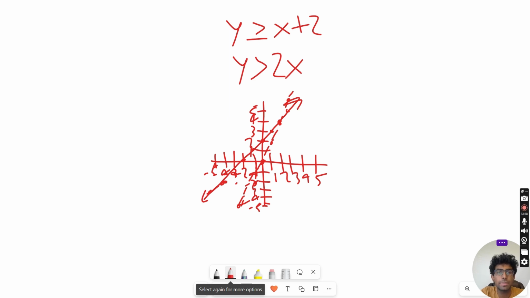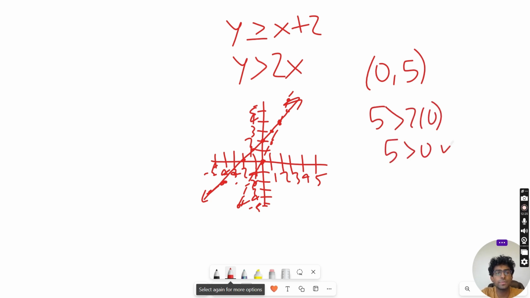Let's try 0, 5. So we have 5 is greater than 2 times 0. 5 is greater than 0. Yep, that works. So that means that this left side is going to be all the points that are a solution to both inequalities.